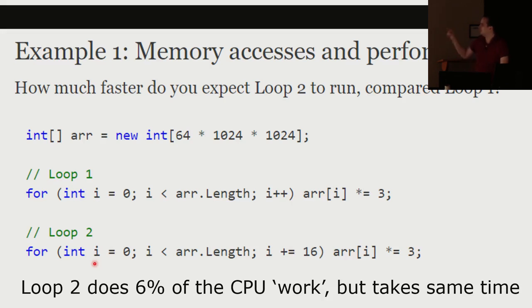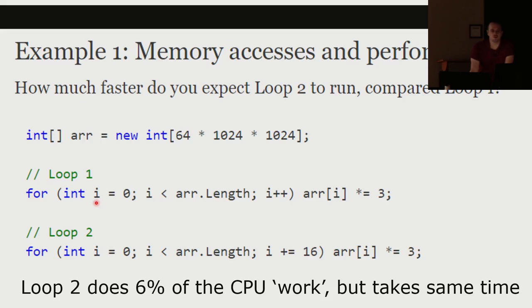Even though loop 2 does 6% of the work, it takes the exact same amount of time on the wall, on the clock, to perform this operation. Why? Well, 64 bytes are being fetched with every lookup. So we've got exactly 16 integers that are being fetched every single time we look it up. So what's happening up here?